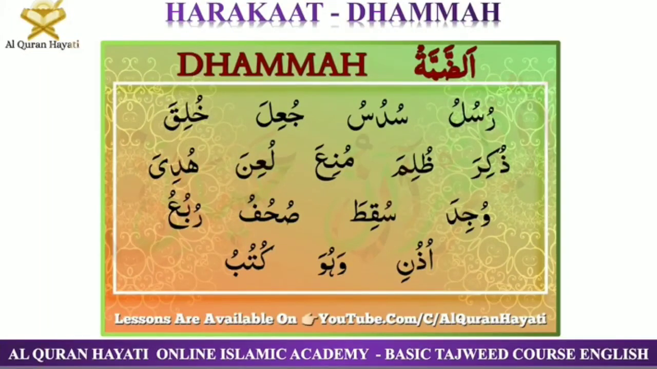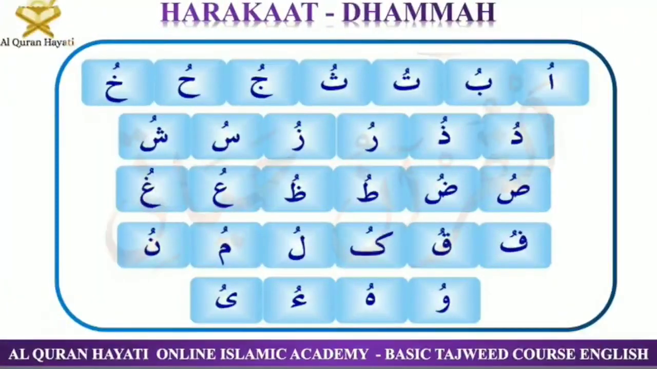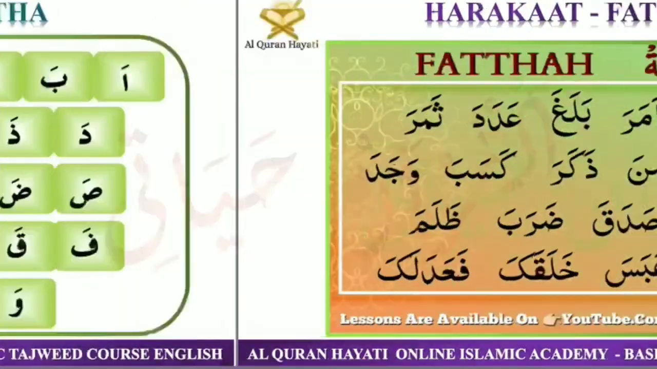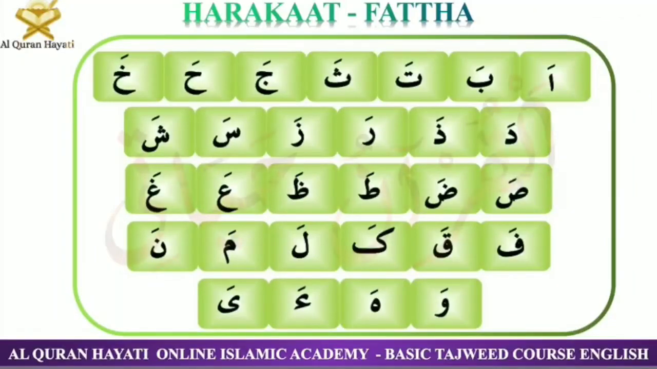Rusulu, ra heavy. Rusulu, sudusu, ju'ila, khuliqa, dhukira, zulima, muni'a, lu'ina, hudiya, wujida, suqita, suhufu, rubu'u, udhuni, wahuwa, kutubu. Fine. Everything should be for one haraka. Heavy letters should be heavy and light letters should sound light. Inshallah. Now let's repeat all these letters with fatha, dhamma, kasra at once.